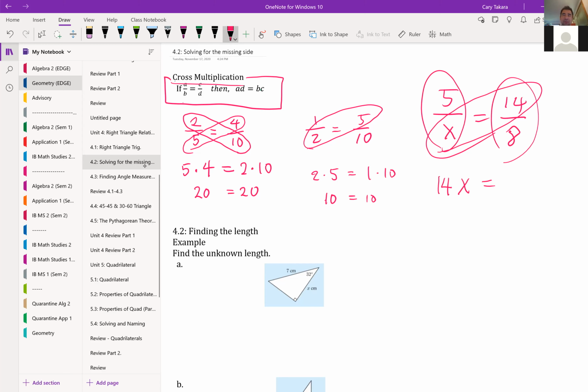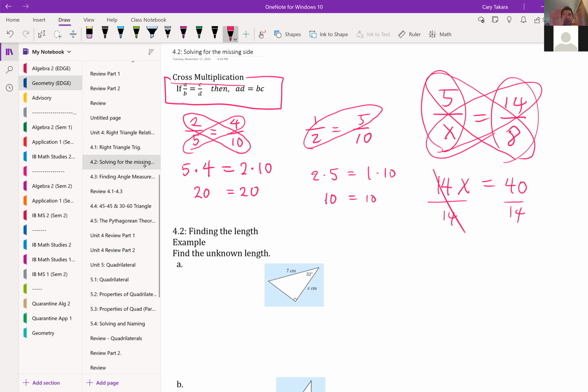14x equals 5 times 8, which is 40. And then all you have to do is divide by 14 on both sides. And then you get the answer, 40 divided by 14. I hope I didn't talk too fast on that one, but does that make sense?